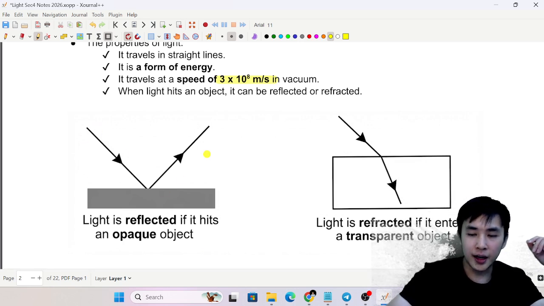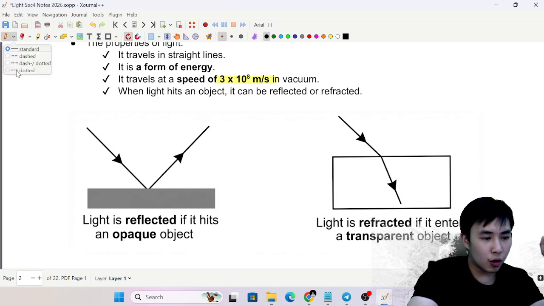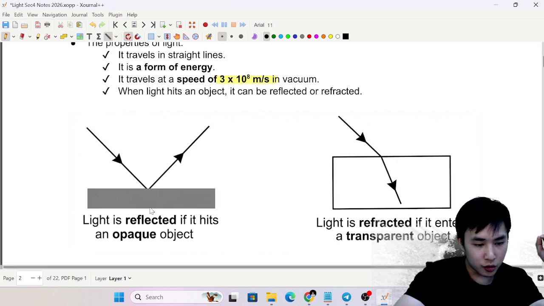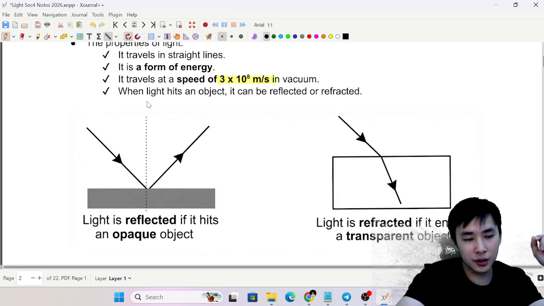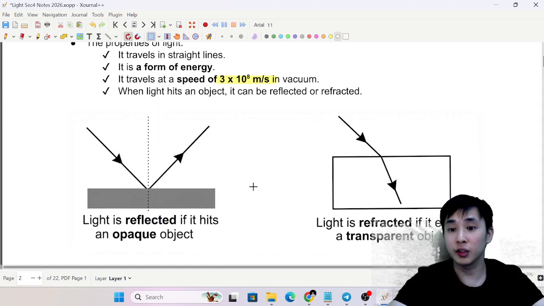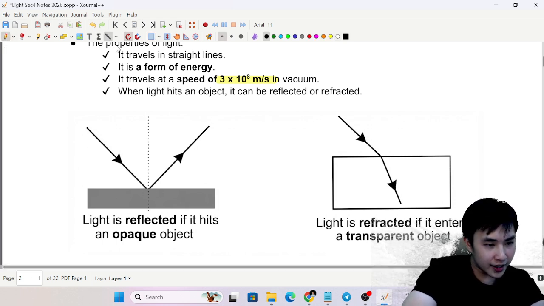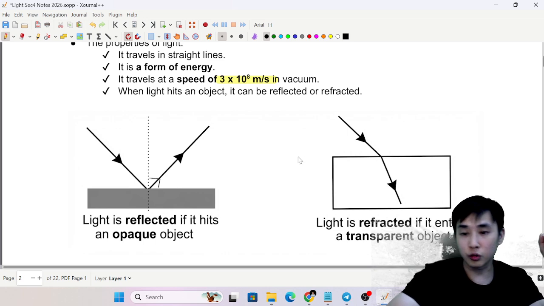Importantly, whenever you undergo reflection, you can draw out a normal. So what is a normal? A normal here refers to a line that is at right angle to the surface. Notice that the surface here is at this very nice right angle to the normal.